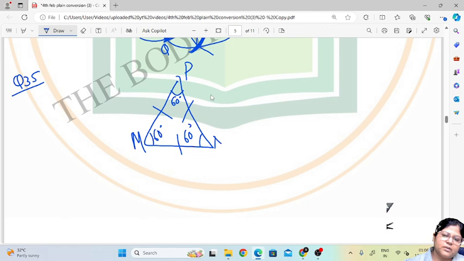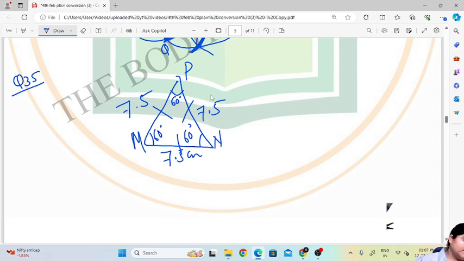First you should always draw the rough figure while reading the question, with sides 7.5 centimeter. So 7.5 centimeter each, because as it is an equilateral triangle, all sides have to be the same measurement. Then construct triangle P dash M N dash whose sides are 4 upon 5 of the corresponding sides of PMN. Now 4 upon 5 means it is going to be inside the original triangle.